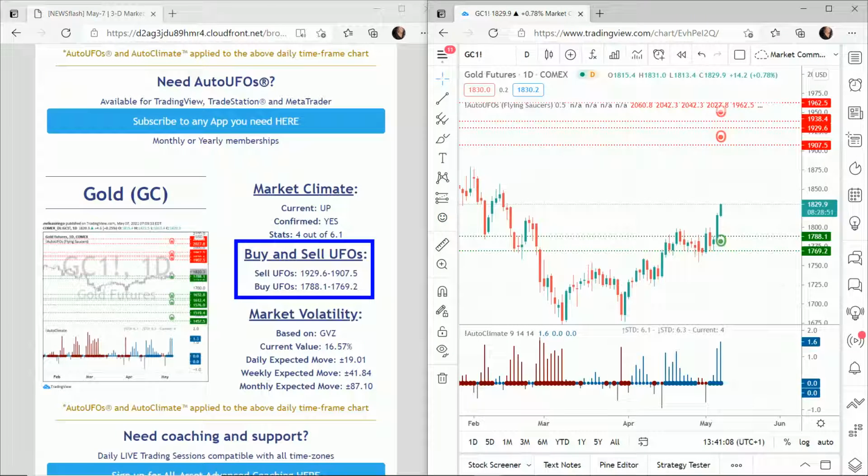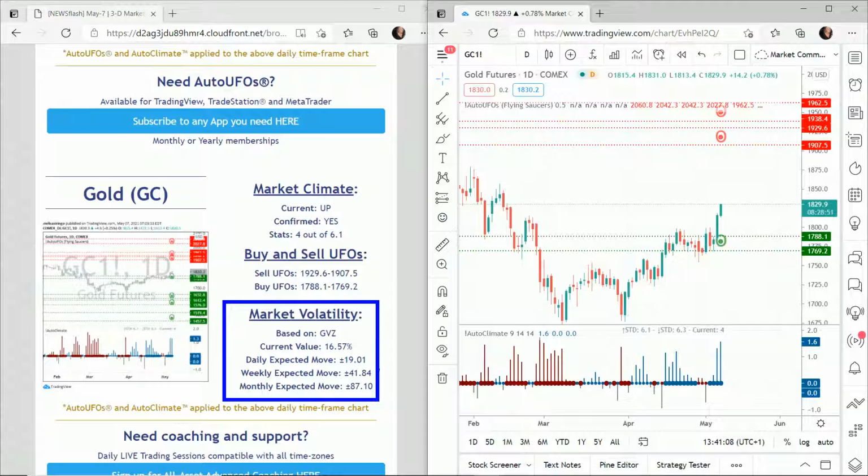Now buy and sell UFOs, we have buy orders just here at 1788.1 to 1769.2, and we have sell orders quite a way ahead there at 1929.6 to 1907.5. So again, overall probability to the upside there with gold. We've got climate on our side. We have what usually happens in terms of movement on our side. We've got a bit of room before we get to the average movement, and we've got room before we hit sell orders that could change things. So overall probability to the upside with gold.